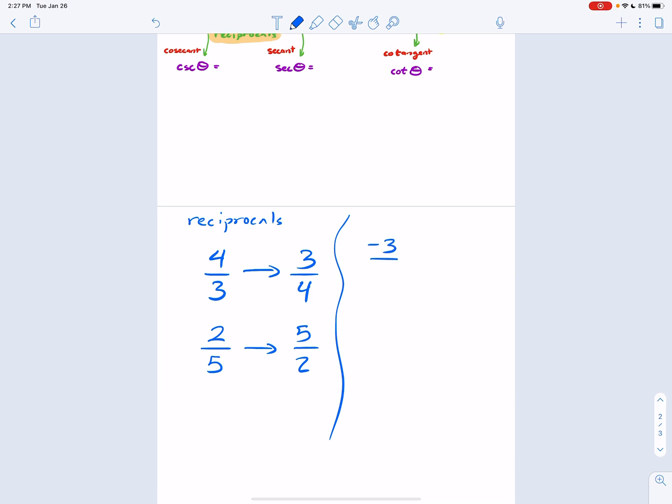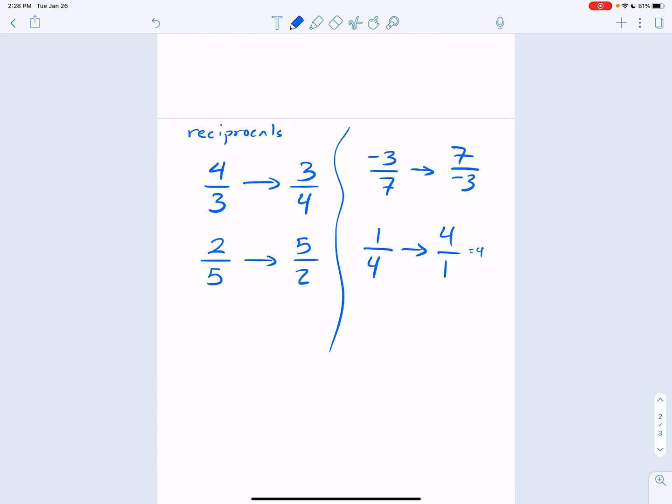Here are a couple more just to make sure that you guys understand it. Negative 3 over 7, the reciprocal would just be 7 over negative 3. The reciprocal of 1 over 4 is 4 over 1, which is really just 4. Actually, let's do one more. The reciprocal of 8: remember, every whole number has an invisible 1 underneath. So the reciprocal of 8 over 1 is really just 1 over 8.